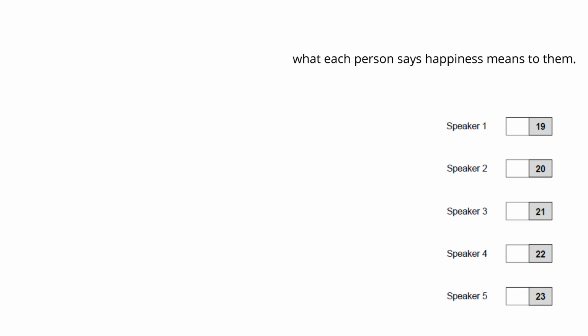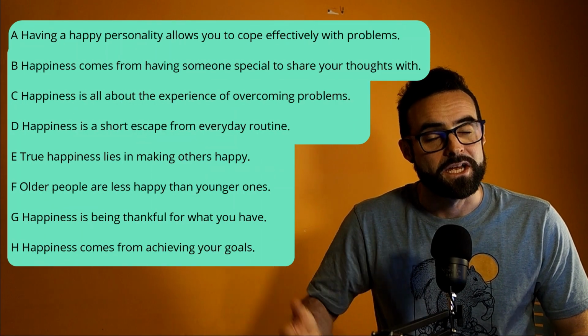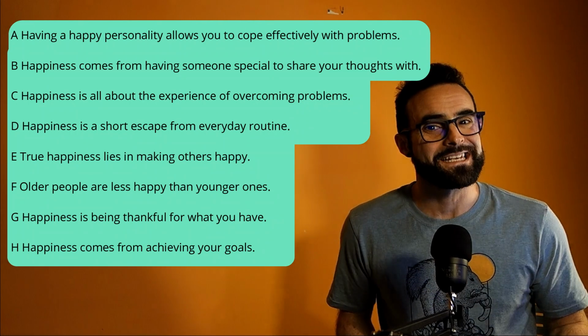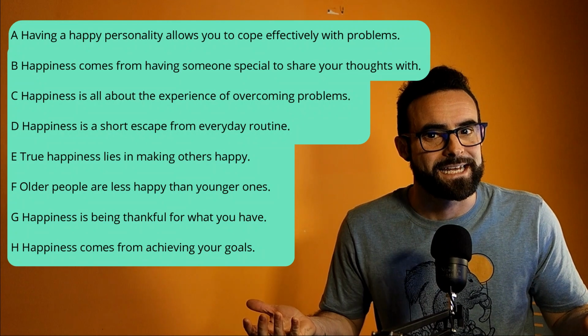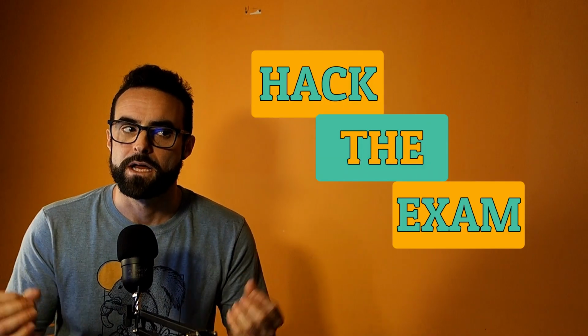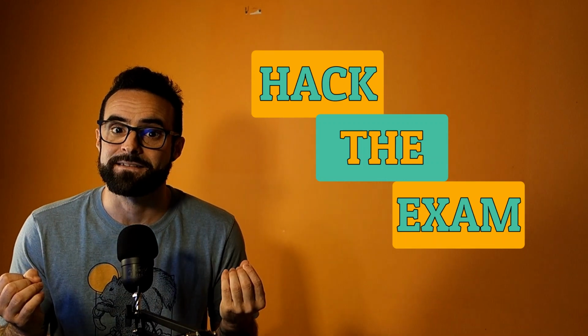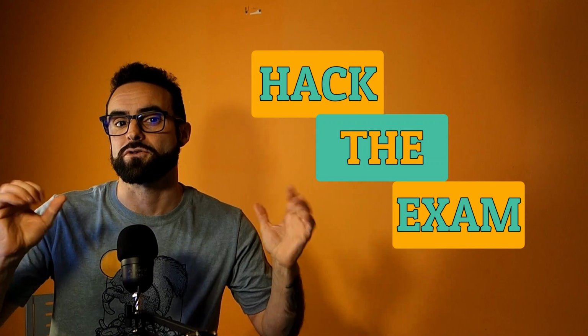What do you need to listen for? In this case, what each person says happiness means to them. So we need to concentrate only on this question. Listening part 3 gives you 8 possible answers to distract you while you're listening just for one thing. This is not realistic. So you need to hack the exam to make this listening activity as easy as possible.